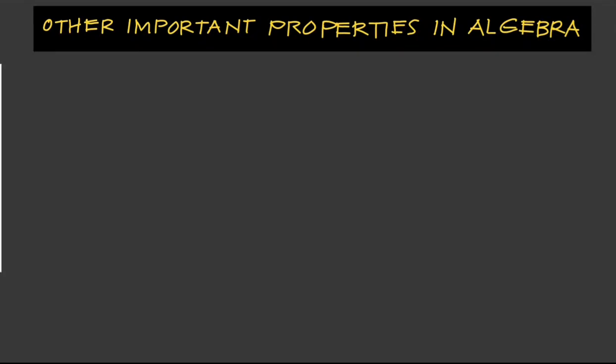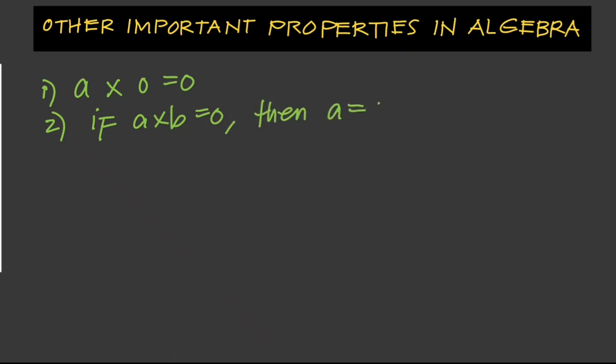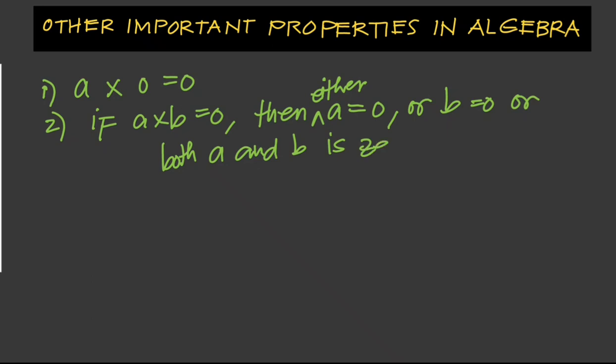Now let's discuss other important properties in algebra and also the law of exponents, or what we call the index law. So first, any number multiplied by 0 is just equal to 0. If a times b equals 0, then that means either a is equal to 0, or b equals 0, or both a and b are 0.